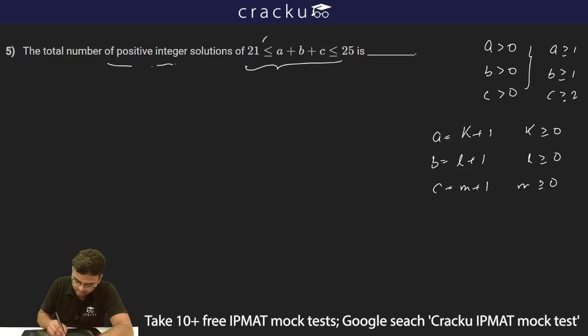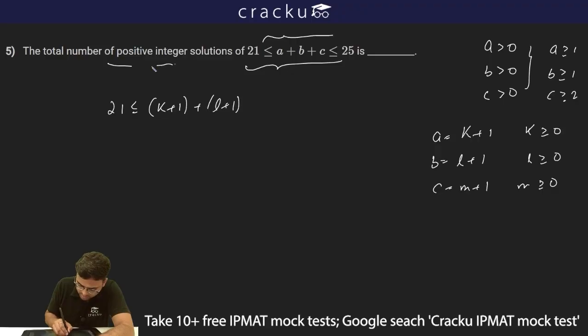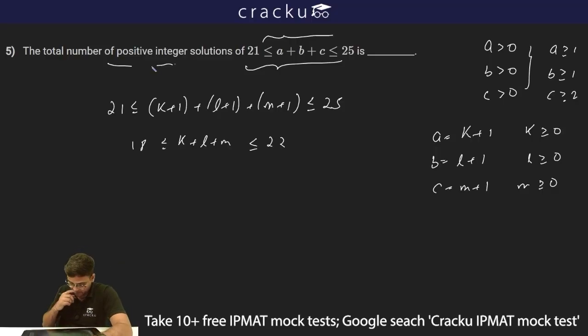If I substitute the values of a, b, c with k, l, m, we can apply the direct formula, which is n plus r minus 1 c r minus 1. Thus if I write 21 less than equal to k plus 1 plus l plus 1 plus m plus 1 less than equal to 25, so k plus l plus m is greater than equal to 18 and less than equal to 22. Now we have k plus l plus m from 18 to 22. So there are multiple cases possible.